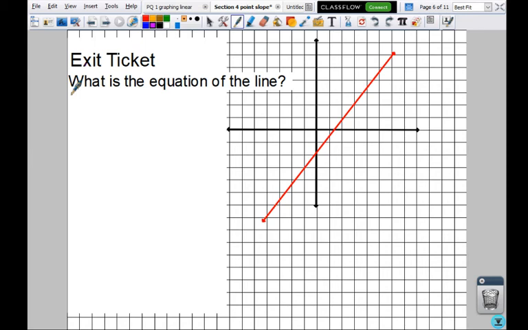So you should be graphing your exit ticket, or excuse me, getting the equation of your exit ticket now.